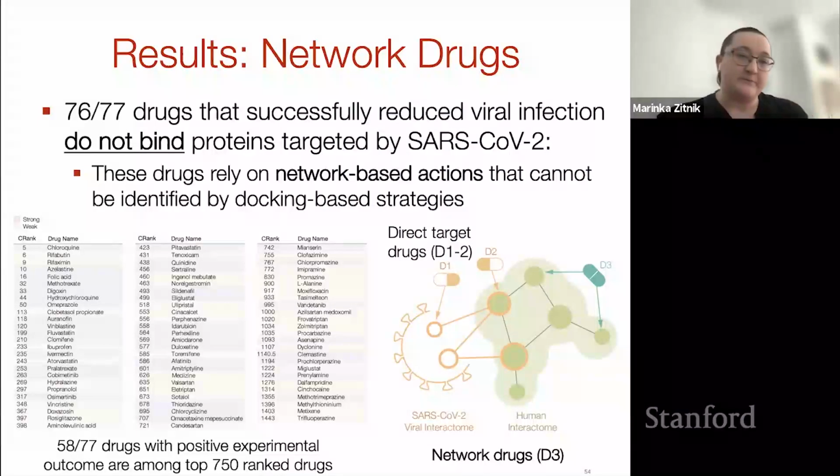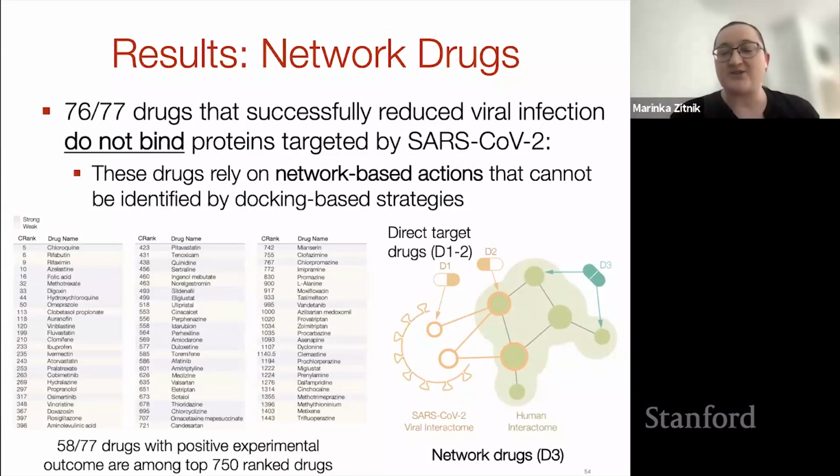Since we are in a course which is concerned about networks, there is an interesting finding that I want to mention here. A natural question to ask is, great, this analysis identified 77 drugs. Is there something common to those drugs that inhibited viral growth? And the answer to that question is yes. 76 out of 77 drugs that were predicted and experimentally shown to successfully reduce viral infection were the kind of drugs that do not directly bind to those human proteins that the virus directly attacks.